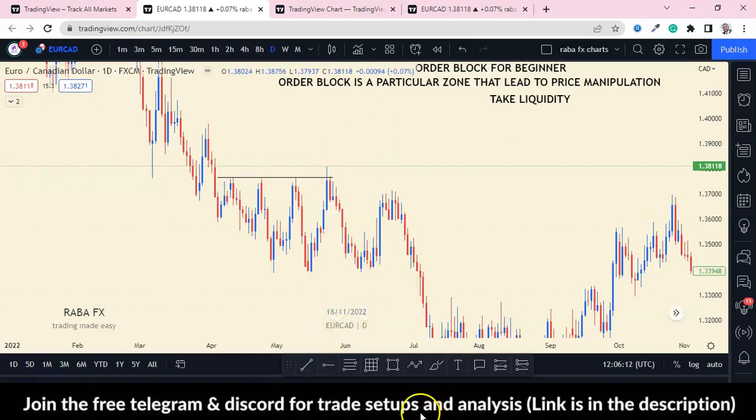Whereas this is not a break of structure. So this is not a break of structure. What I consider a break of structure is a body close. That is for another teaching. But right now we are looking at order blocks.